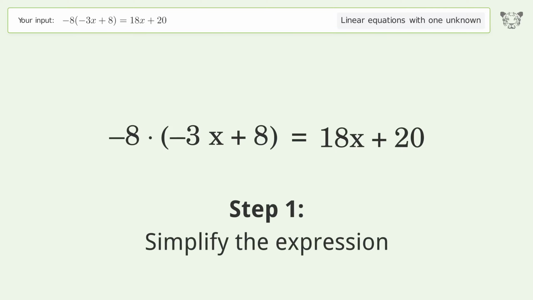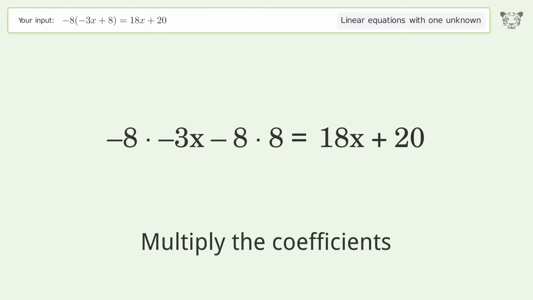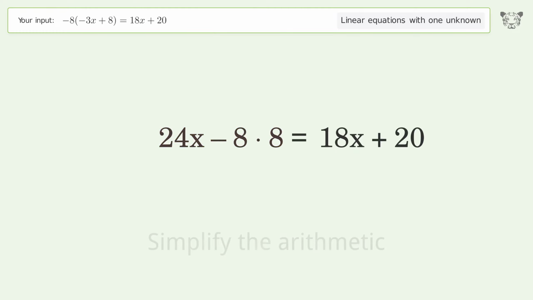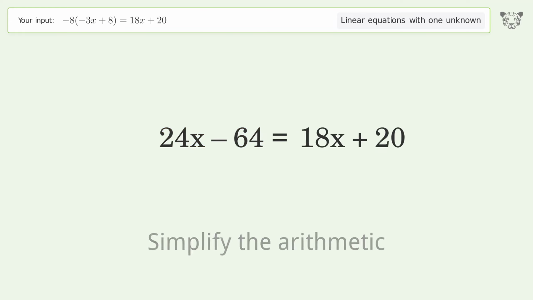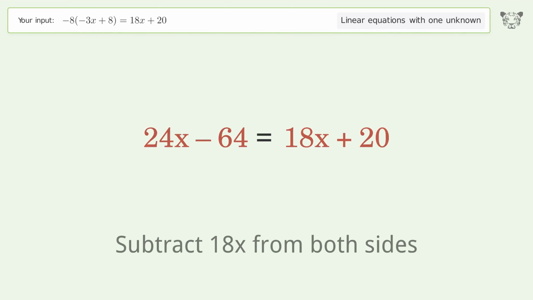Simplify the expression. Expand the parentheses. Multiply the coefficients. Simplify the arithmetic. Group all x terms on the left side of the equation. Subtract 18x from both sides.